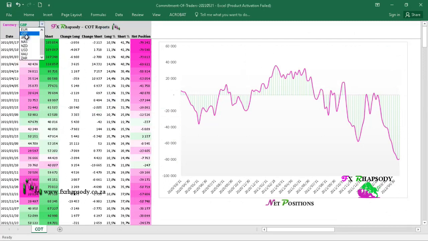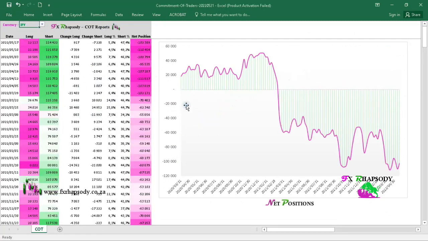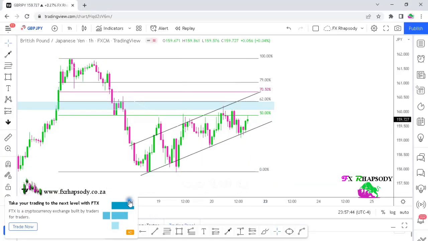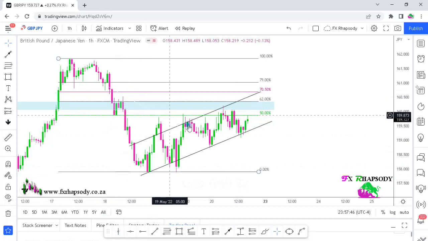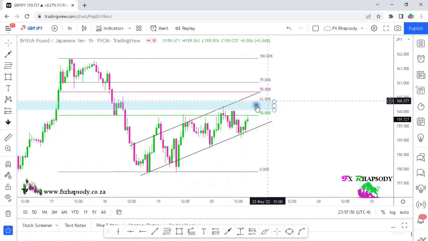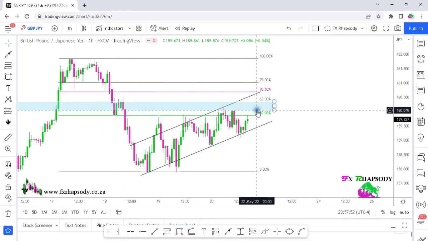Let's look at the Japanese yen side of things. On the Japanese yen, we can see that a lot of shorts are being taken out of the market and more longs being put in the market. So the Japanese yen is getting stronger, which means price is relatively going to start pushing up a little bit more maybe.